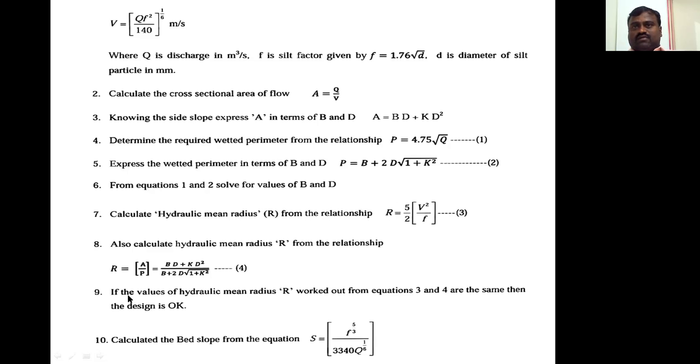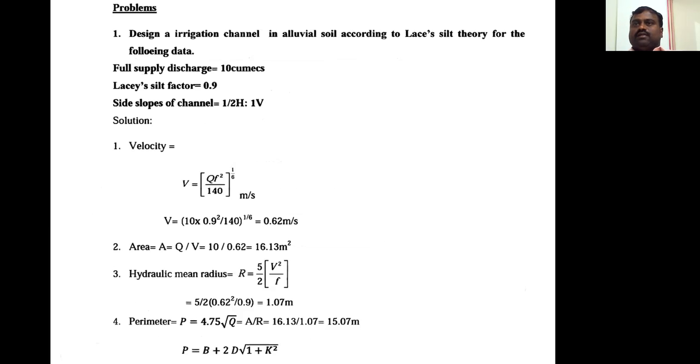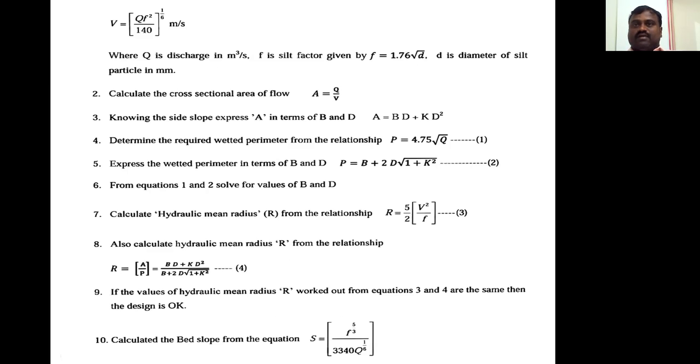Now in the next step, the R values are compared: the R value obtained in equation 3 and the R value obtained in equation 4. If they result the same, then it represents that the calculation is correct or the design is okay. If not, then the steps are revised until the R values calculated from equations 3 and 4 match.